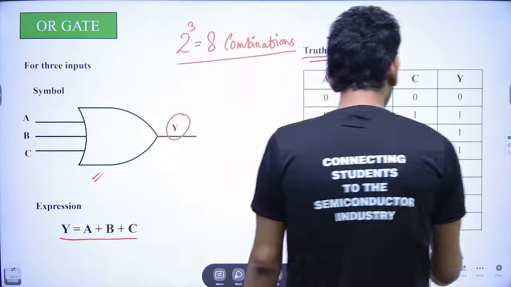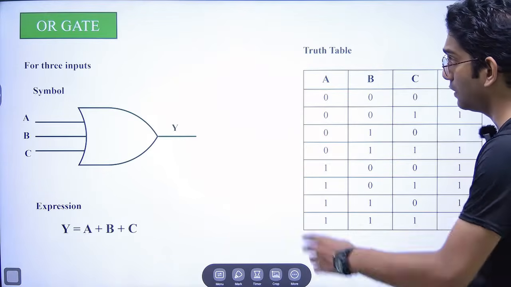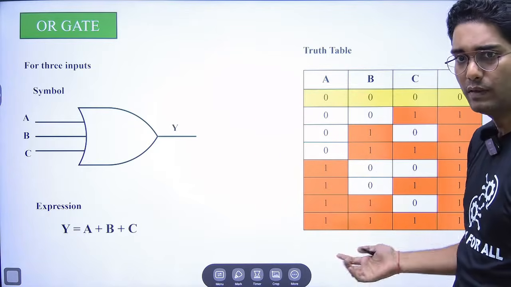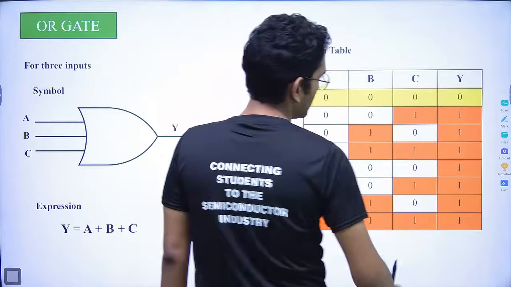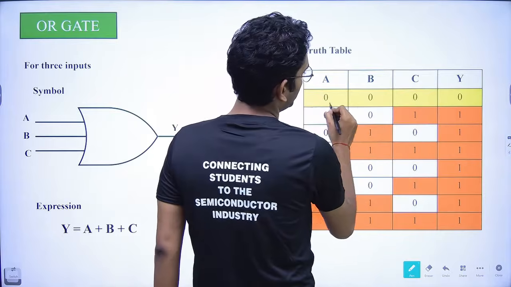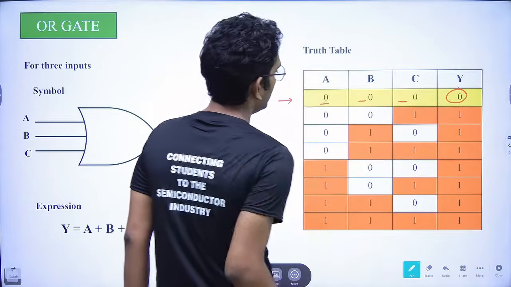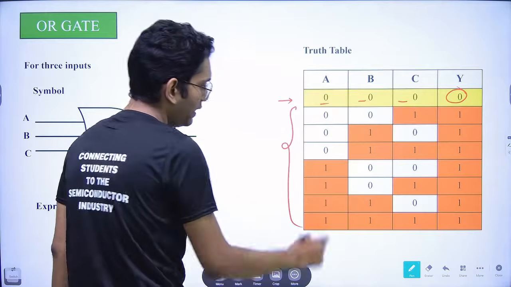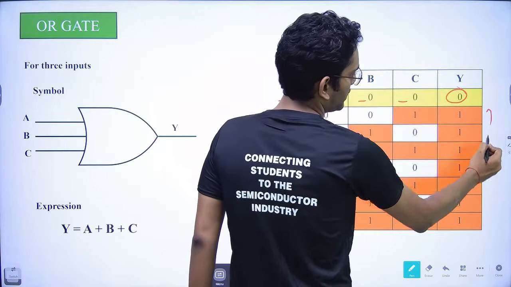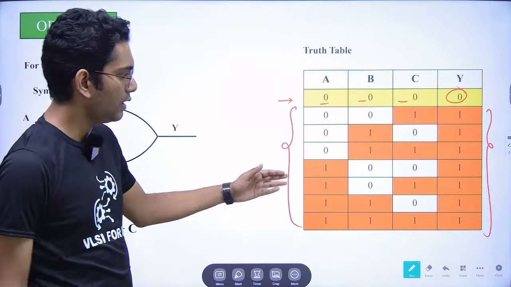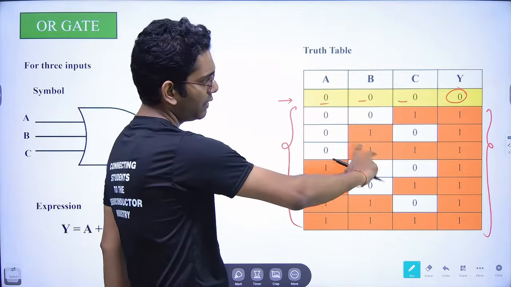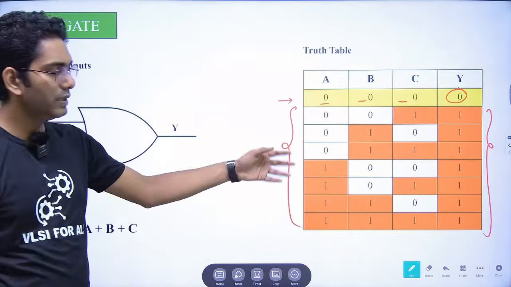Fine. Now what will happen, as we have learned just now, that in the OR gate, if any of the inputs is 1, what will we get? We will get the output as 1. So in this case, only in the first case, all the inputs are 0, so we are getting the output as 0. And in all the other cases, at least one of the inputs is 1, so we are always getting the output as 1. Fine. So this is the basic functionality of the OR gate. If any of the inputs is 1, it will give the output as 1. Okay. You can easily check the truth table.